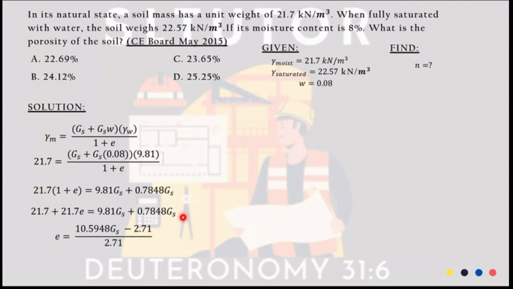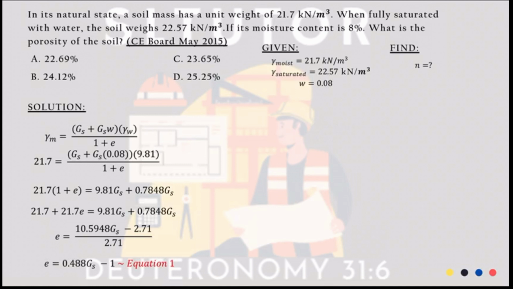Itong 10.5948 divided by 2.71, which is 0.488 minus 2.71 divided by 2.71, which is 1. So, magiging ganito po yung equation. E, or void ratio, is equals to 0.488 GS minus 1. Let's call that equation number 1.